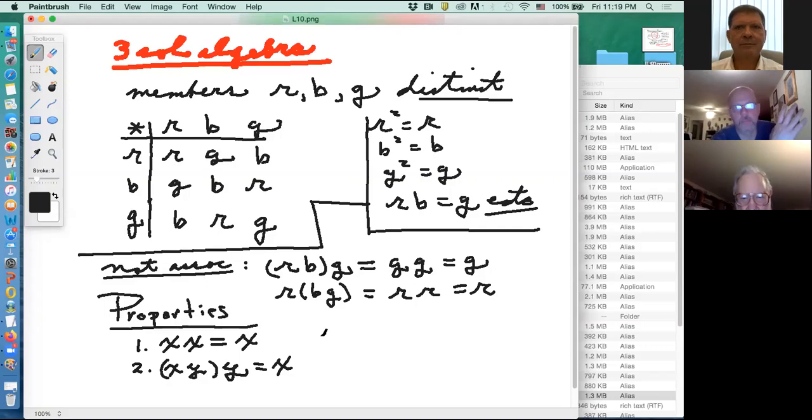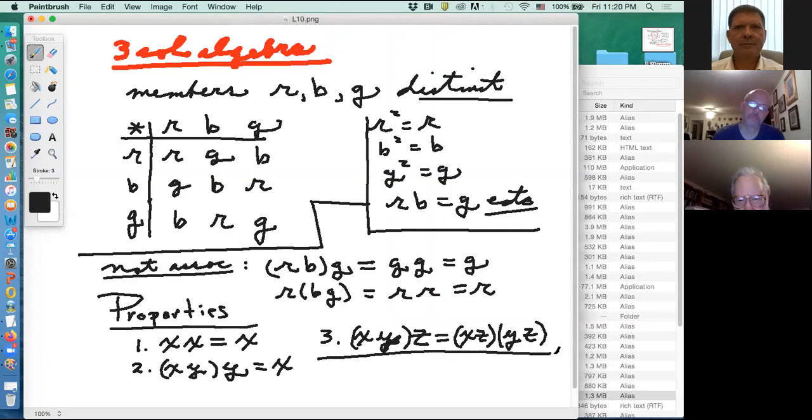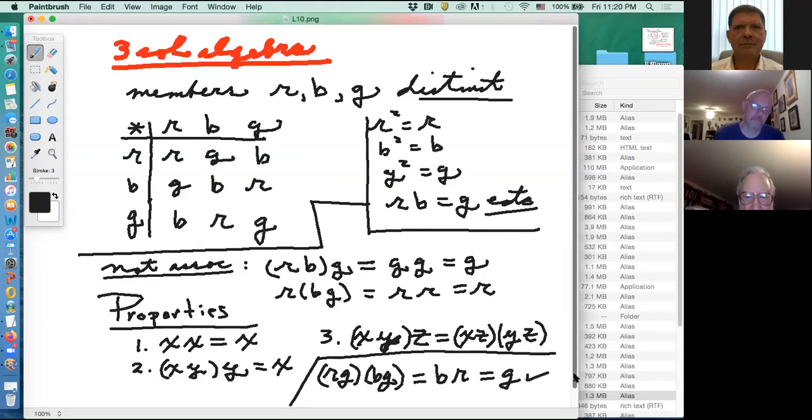And then the third property is a very nice property, which might not at all be obvious at first, but it is true. And that is that if you take x times y and then multiply by z, you get the same result as if you took x times z, and then y times z, and multiplied those. In other words, it's self-distributive on the right. Now, let's just check that that one works here with one example, and I leave it to you to check that it's general on this little algebra. But let's take RB times G, which wasn't associative. But what if we looked at RG times BG, which would be the other side of this for RBG, right? But RG is B, and BG is R, and BR is G, and so that worked, right? And you can check that this self-distributivity is true here as well.